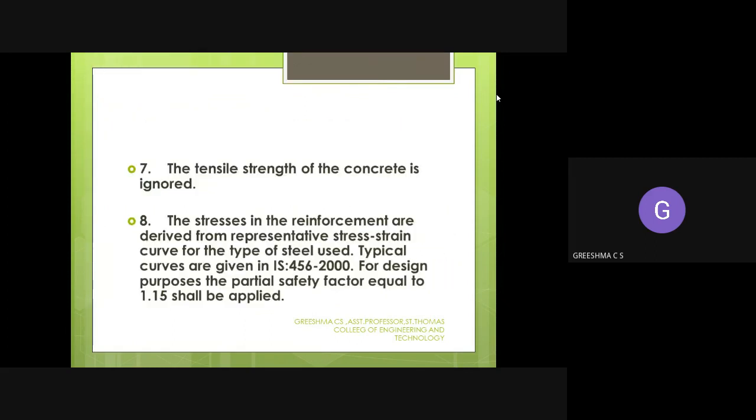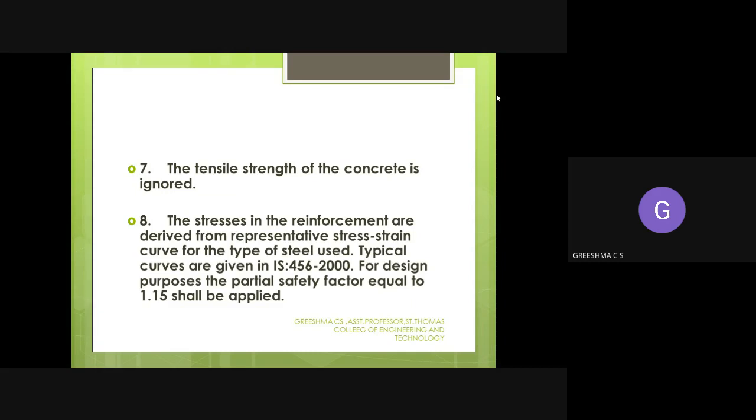Next, the tensile strength of concrete is ignored. Here we are dealing with compressive force. The tensile strength will be ignored because it is a very small value, so you don't have to take care of it. We are dealing with the column, and the major load in a column will be compressive force, so tensile strength is not calculated.